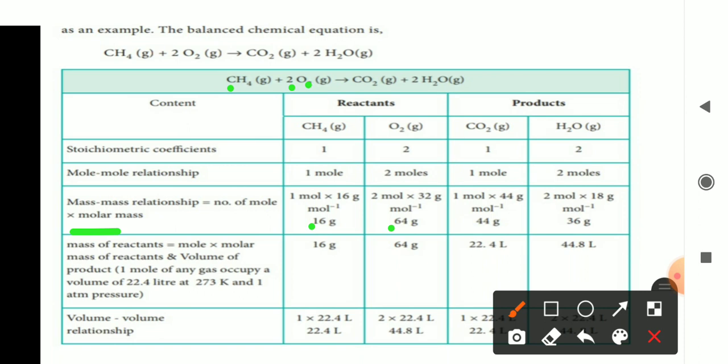So we can say 64 gram of oxygen reacts with carbon dioxide. The molar mass or molecular mass of carbon dioxide is 44, so 44 gram. Then for the water molecule, the molar mass is 18. Here 2 water molecules are there, so 2 into 18, 36. So how to read this equation in terms of mass relationship? When 16 gram of methane reacts with 64 gram of oxygen, it forms 44 gram of carbon dioxide and 36 gram of water molecule. Okay, so this is mass relationship.